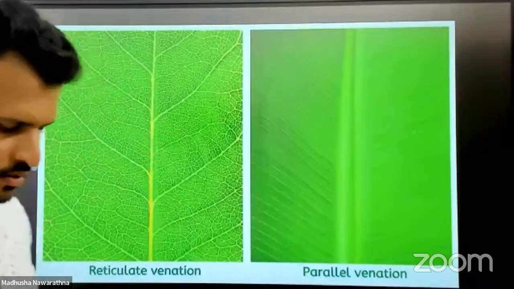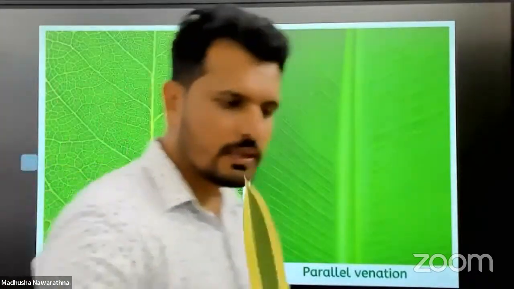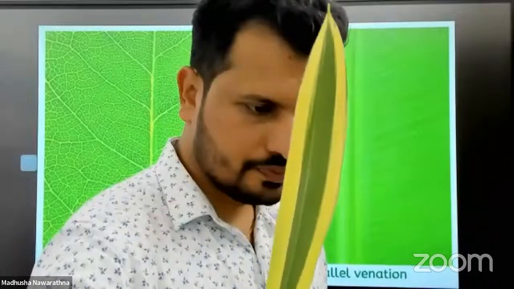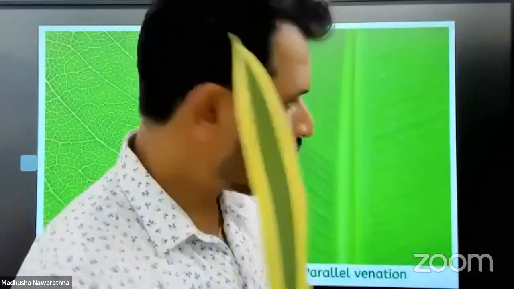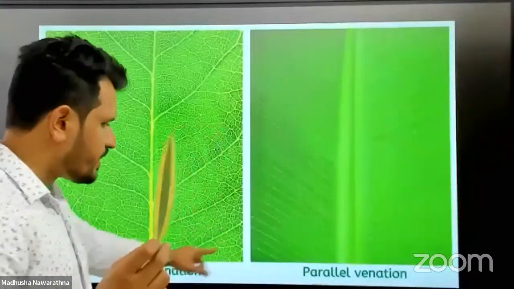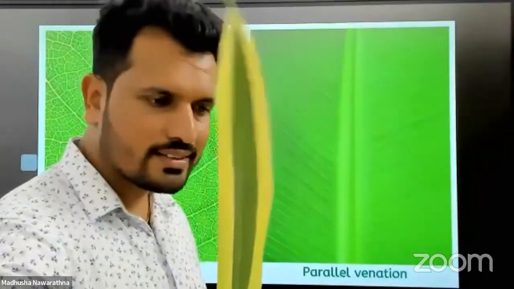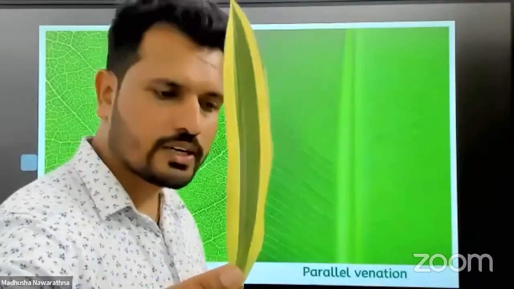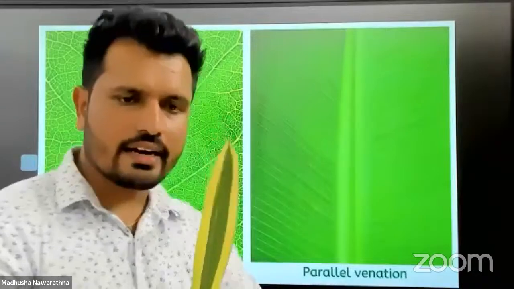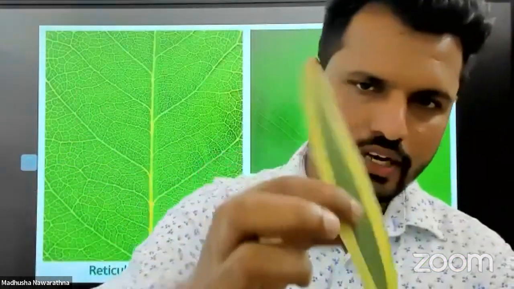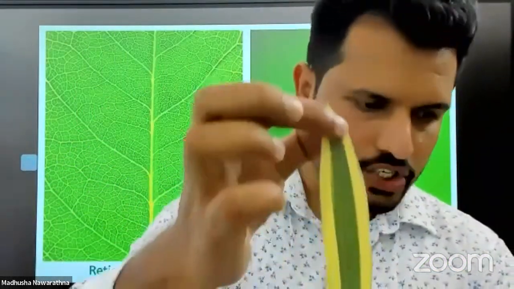So here, now look at this leaf. We have the real one here. So what do you think? Is it a reticulate venation or parallel venation? From this leaf, you can identify reticulate or parallel venation. Parallel venation. You can identify parallel venation in this leaf.